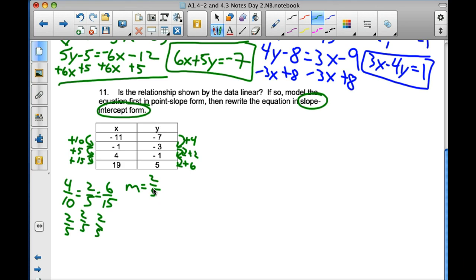Which point are we going to use for point slope form? Can we use any of them? Yeah. Everybody choose one point. I think what Val said, 4, negative 1, is probably the easiest to choose, but you could choose any of them. So, y plus 1 equals 2/5 times the quantity of x minus 4.